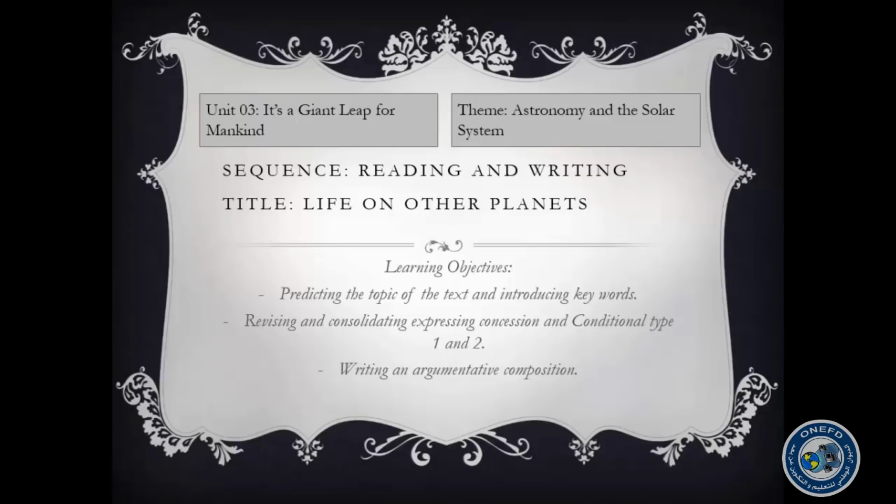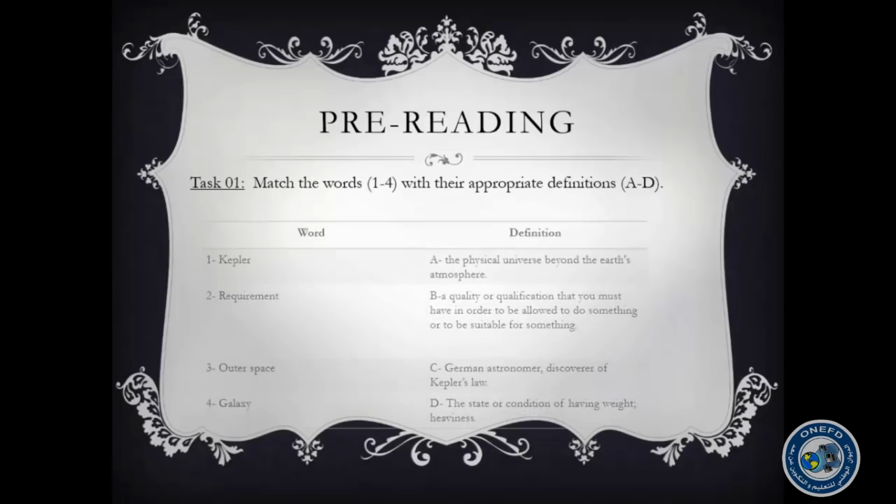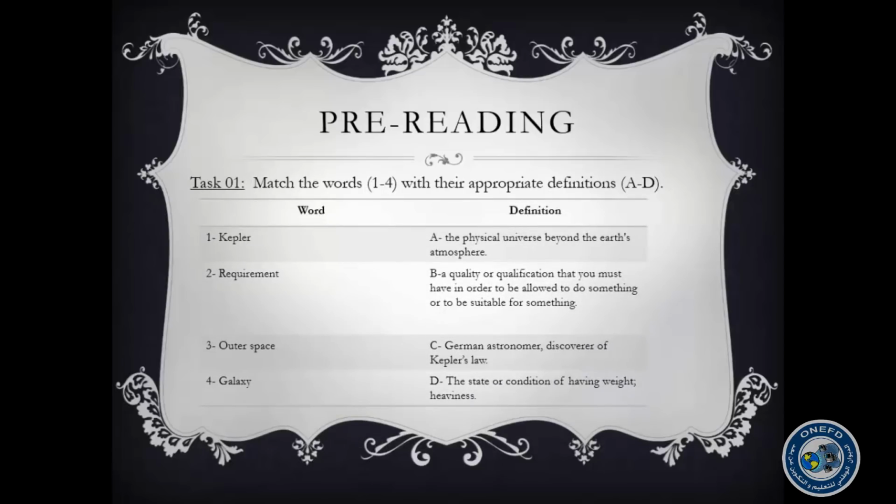So before we start our lesson, we must have a lead-in or a warm-up, or what do we call in English a pre-reading. The pre-reading task is you're going to match the words 1 to 4 with their appropriate definitions from A to D. As you can see before you, you have a chart, 2 columns. The left column has words and their definitions are on the right side. So you need to match the words with their right definition.